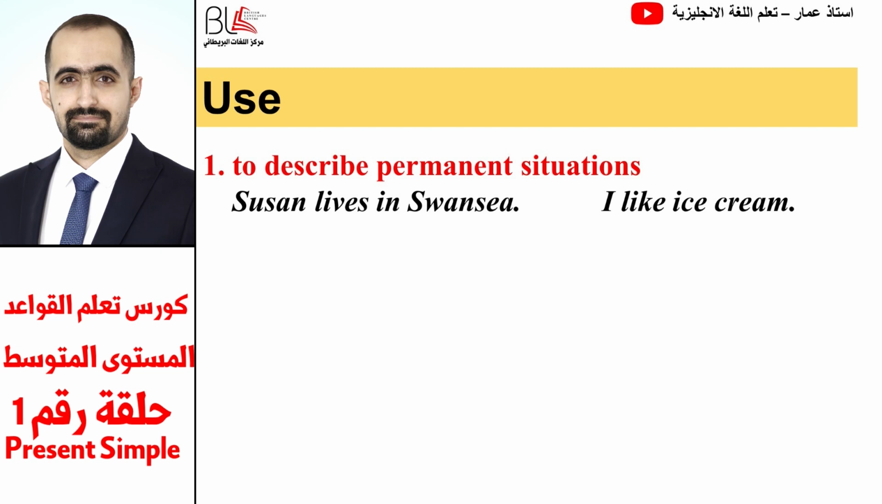Now, the use. الاستخدام. لماذا نستخدم زمن المضارع البسيط؟ Number 1. To describe permanent situations. لوصف حالات أو مواقف دائمية. For example, Susan lives in Swansea. العيش من الأشياء اللي غالبا ما تكون دائمية أو شبه دائمية ولا تتغير بين أسبوع أو يوم أو شهر. I like ice cream.